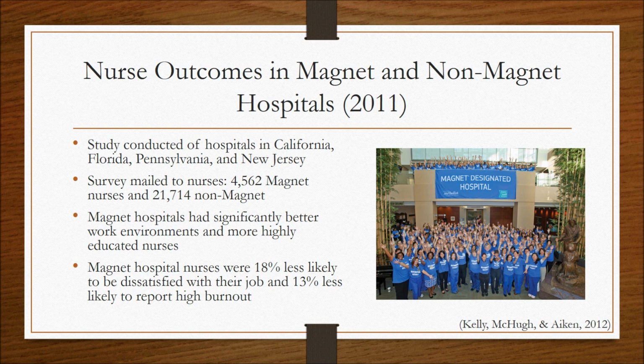So magnet hospital nurses were 18% less likely to be dissatisfied with their job and 13% less likely to report high burnout, which again is a really important aspect since we all know that burnout is a pretty big concern for nurses, especially on the floors. And we all want to be happy with where we work. That's what makes us come back to work day in and day out. And if we're more happy with our jobs, we'll obviously stay there longer.